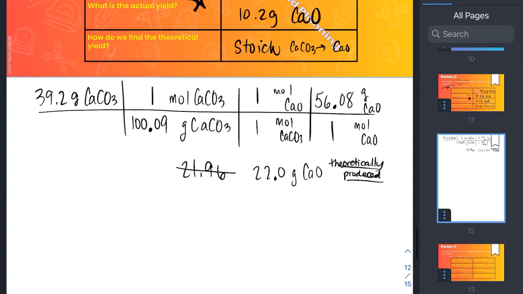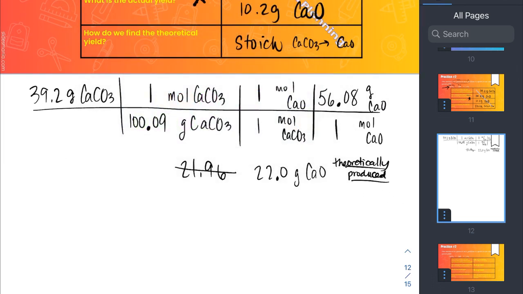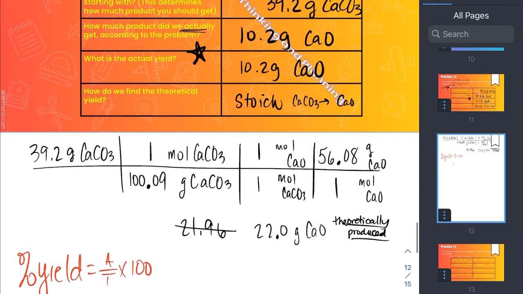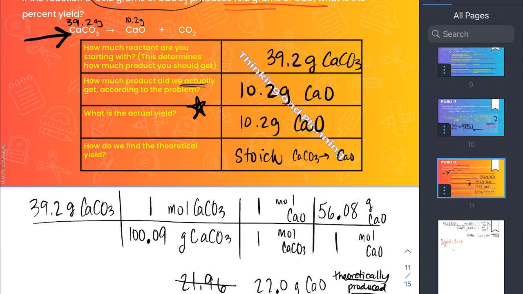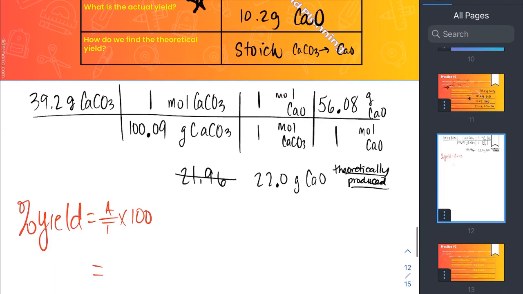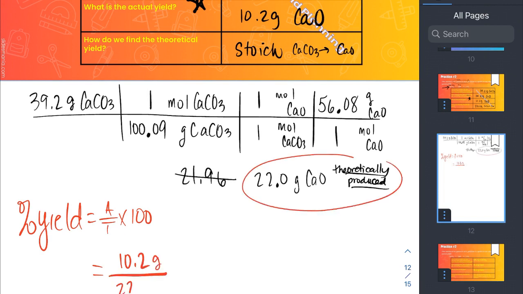Our final step will be to calculate what's called the percent yield. So percent yield is actual over theoretical times 100. So the actual yield, y'all, that's what the problem told us was actually produced, 10.2 grams. Divided by what should have been produced, theoretically it was 22 grams, times 100. So let's divide 10.2 divided by 22 times 100. We get 46.4%. Now, that is the answer.